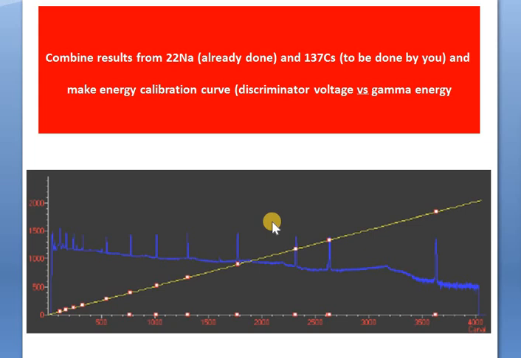So from these 5 points we can make a sort of linear graph or interpolated graph. Okay, yes sir, I understand. So this is basically the practical that we have to do.